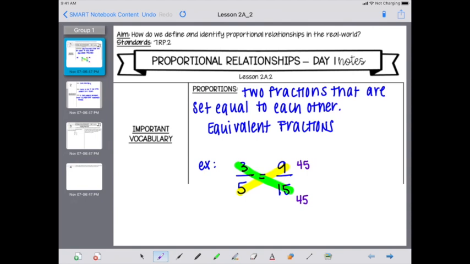Not only do you want the cross products to be equal, but like I said earlier, you want to make sure that it simplifies to the same unit rate. So 3/5, it's already simplified, but 9/15 can simplify to 3/5. So here, our case would be that the unit rate or the constant of proportionality or the k value or slope would be 3/5. I'm going to also show you how to solve to find a proportional relationship as well using cross multiplication.